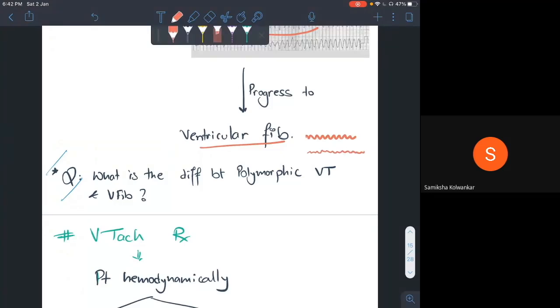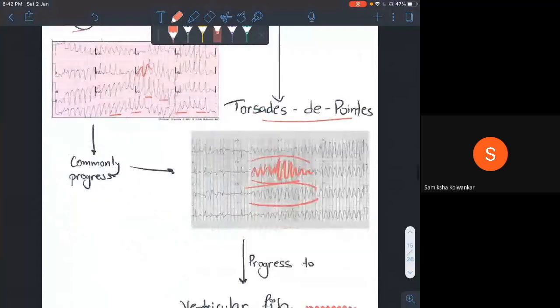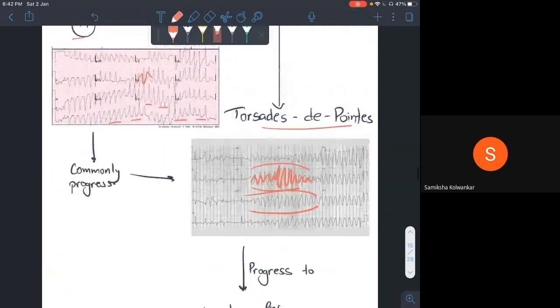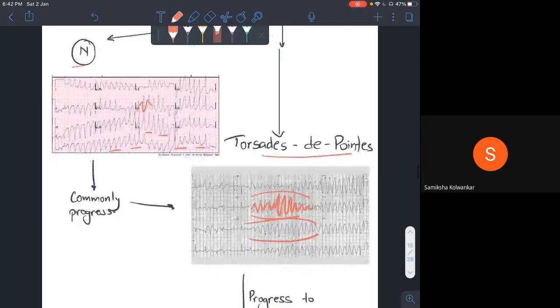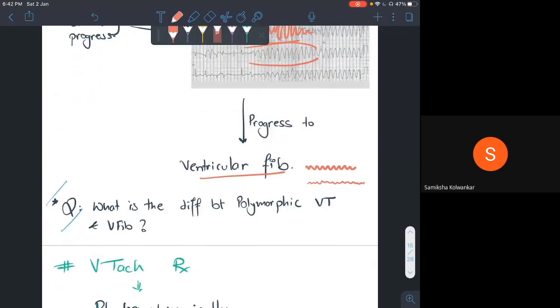Now, can somebody quickly tell me what the difference is between polymorphic ventricular tachycardia and VFib? What could be the difference between polymorphic ventricular tachycardia, any of these, and VFib? Anybody? Okay, I'll just quickly go ahead with it.